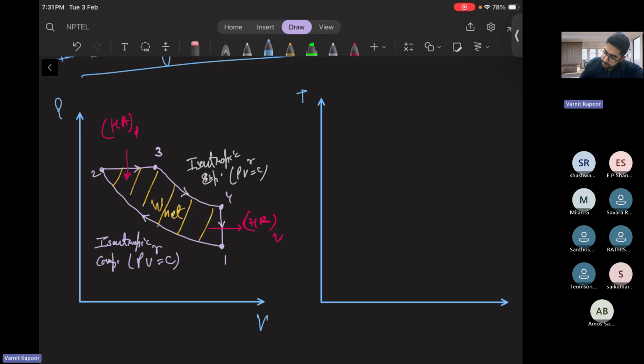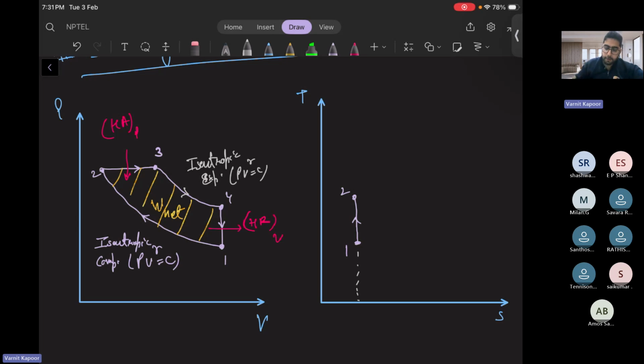On the temperature-entropy diagram, it will look more or less the same with one difference now. So 1 to 2 is again your isentropic compression process. At constant entropy, from 1 to 2, temperature is rising. Entropy remains constant here.